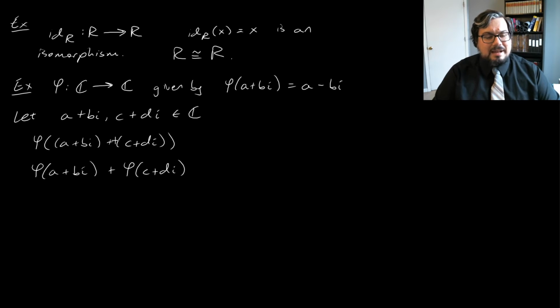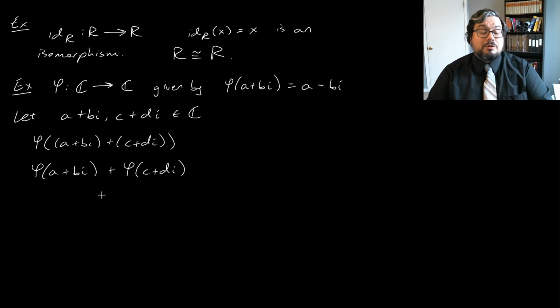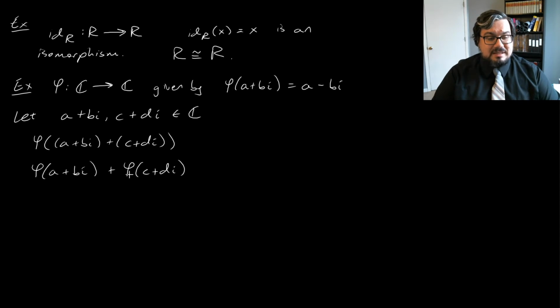So here we're adding things inside the domain before we apply the function. Here we're adding them after we apply the function. In order for phi to be a homomorphism, these two must work out to be the same, and similarly for multiplication. Now in this case, it's something that we can work out pretty quickly.